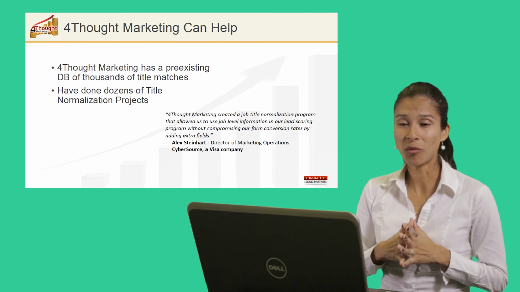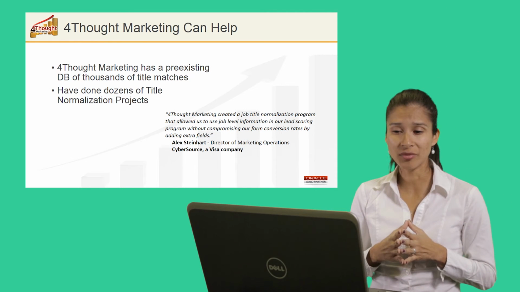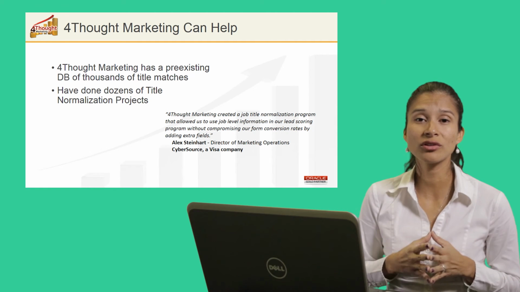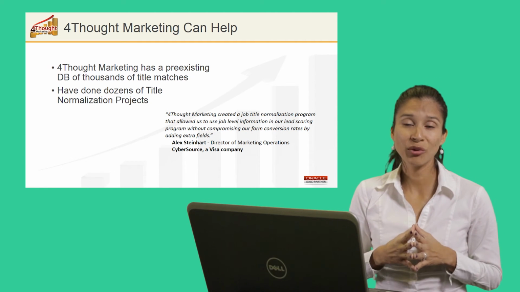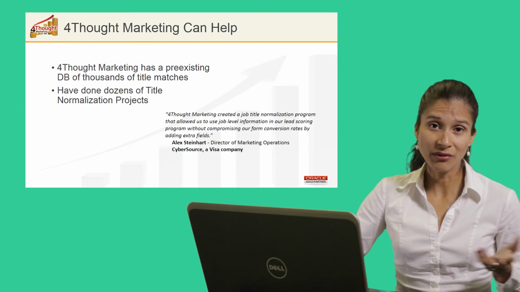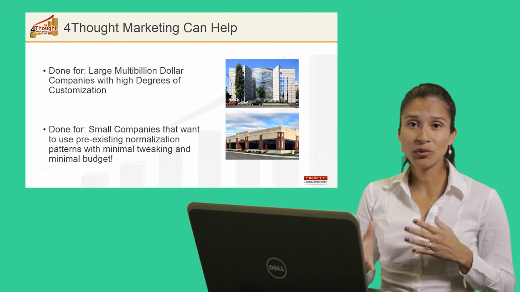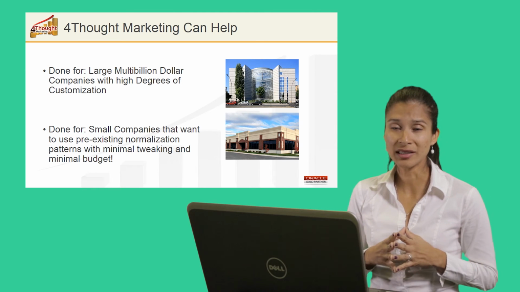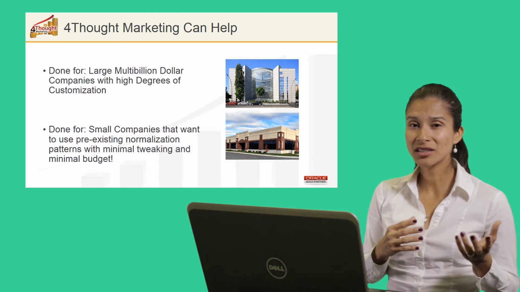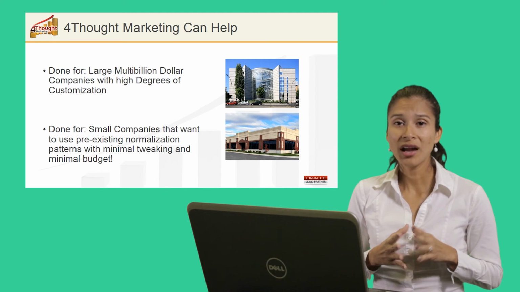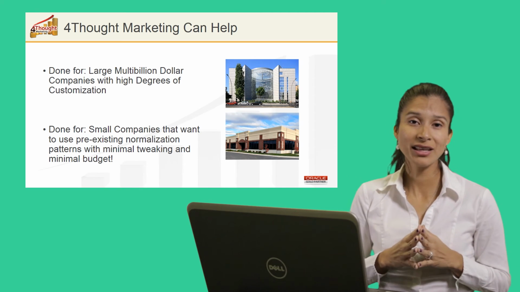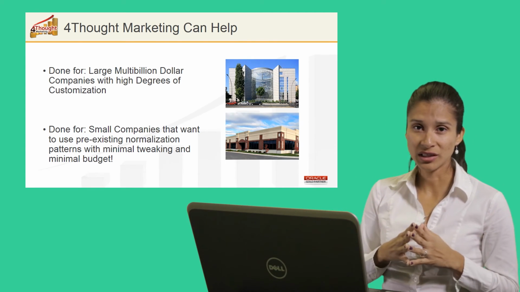And here at Forethought Marketing, we have a pre-existing database of thousands of titles that you can match on. Additional to that, we have the expertise. We've done dozens of title normalization projects, including CyberSource, a Visa company. So we've done this for large, multi-billion-dollar companies with very high complexity, high degree of customization, and larger budgets. However, we've also done this for smaller companies with much smaller budgets and also less customization needed.